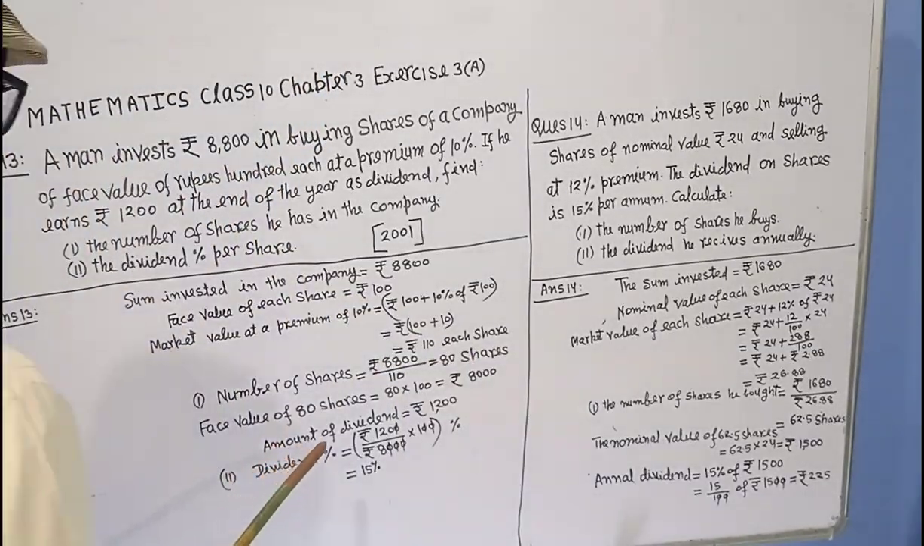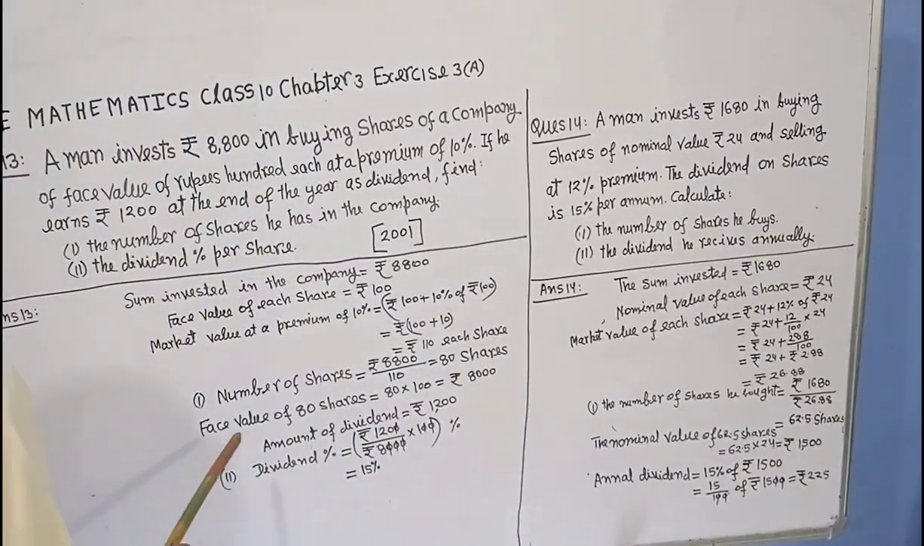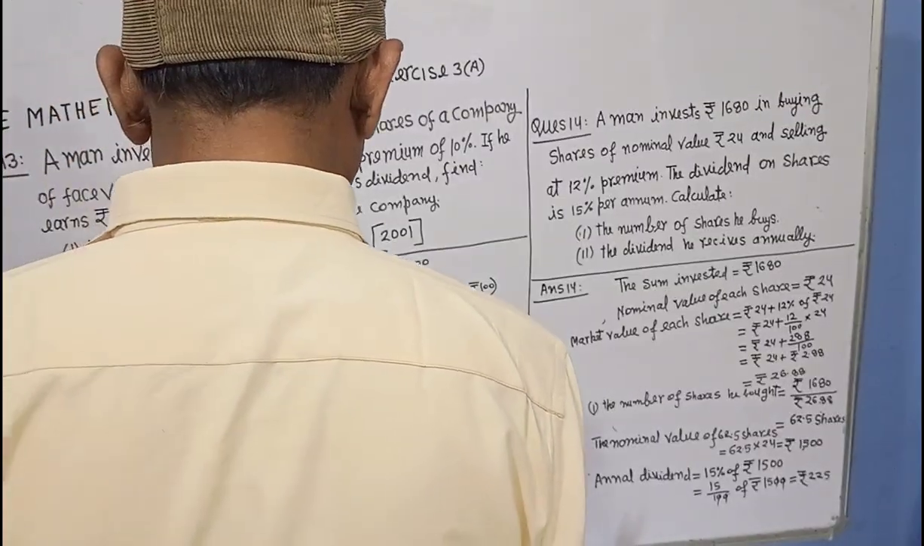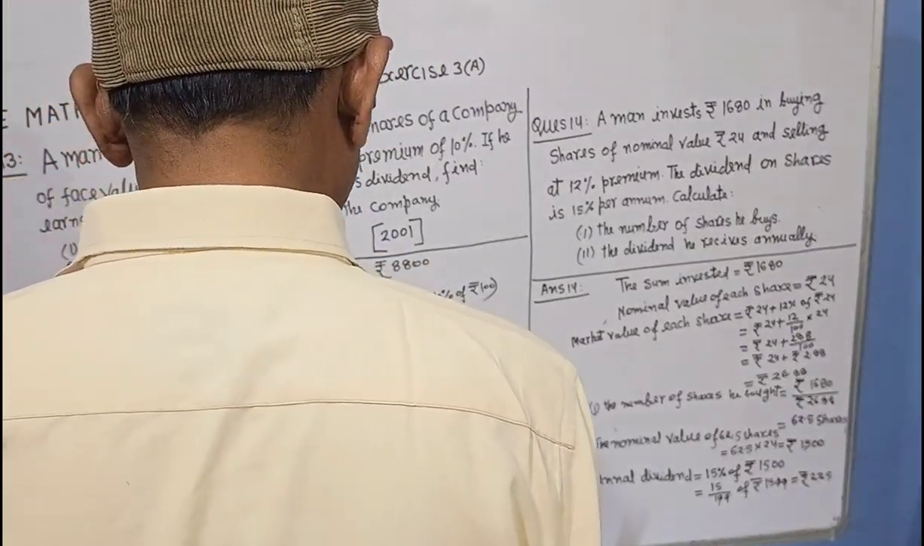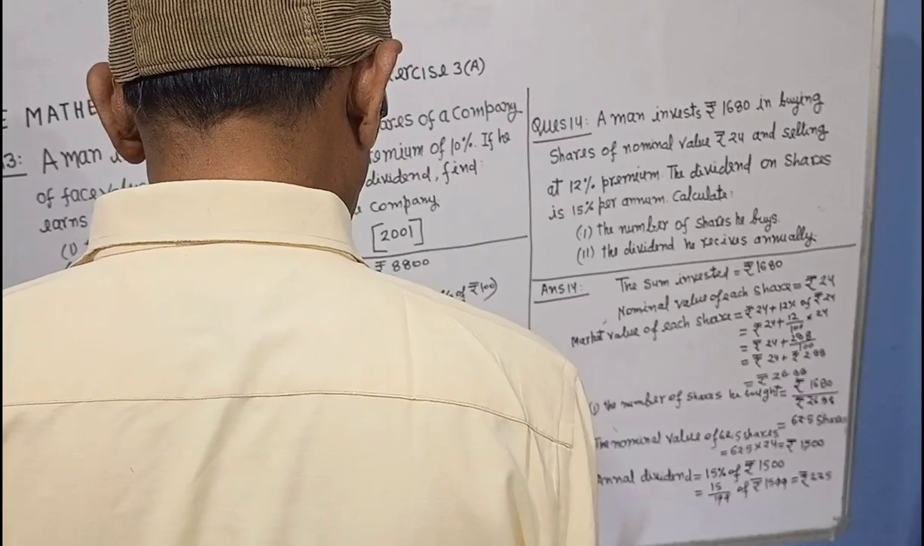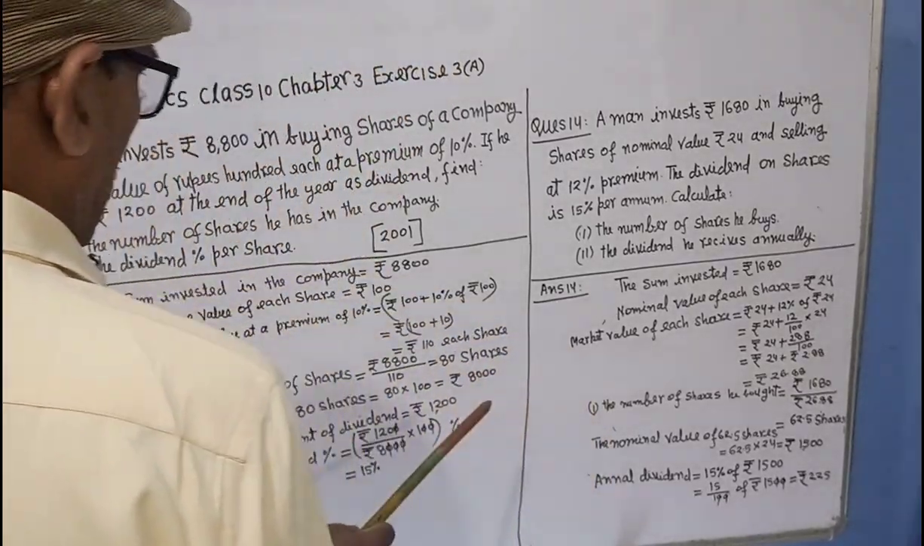Face value of 80 shares is equal to 80 into 100, which is equal to rupees 8,000. Amount of dividend is equal to 1,200. Dividend percent is equal to rupees 1,200 by rupees 8,000, that is face value, into 100, equal to 15%.